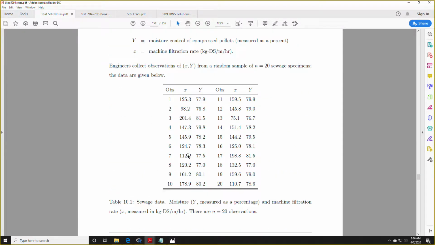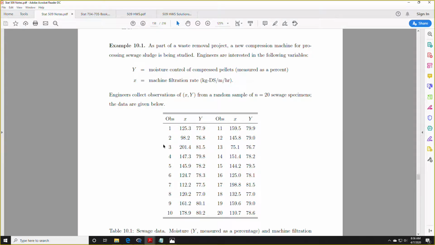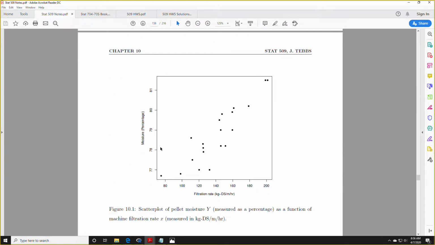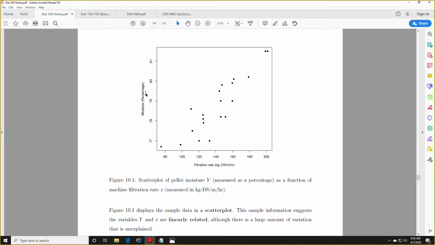We looked at this waste example last time. And so we have two variables, an x and a y, predictor variable and response variable. And so we can look at a scatter plot. It's a very common thing to do when we have two variables. And we can clearly see that as filtration rate goes up, the moisture percentage goes up. So it looks like a simple linear regression model might be appropriate for this data.